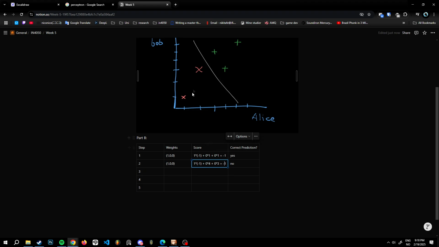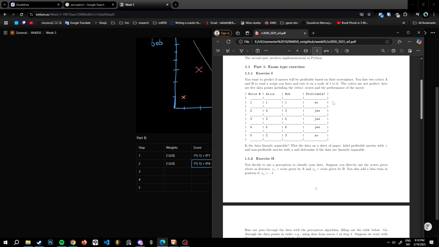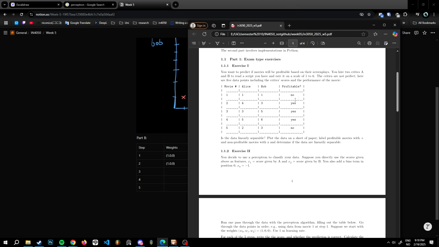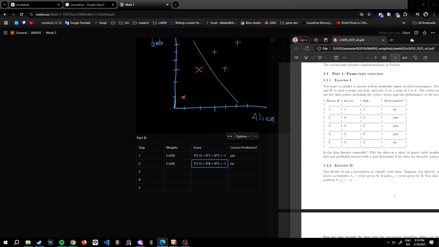And what does -1 mean in this scenario? Well, it means that it's not profitable. And is that actually correct? No, the movie was actually profitable, so it guessed wrong.